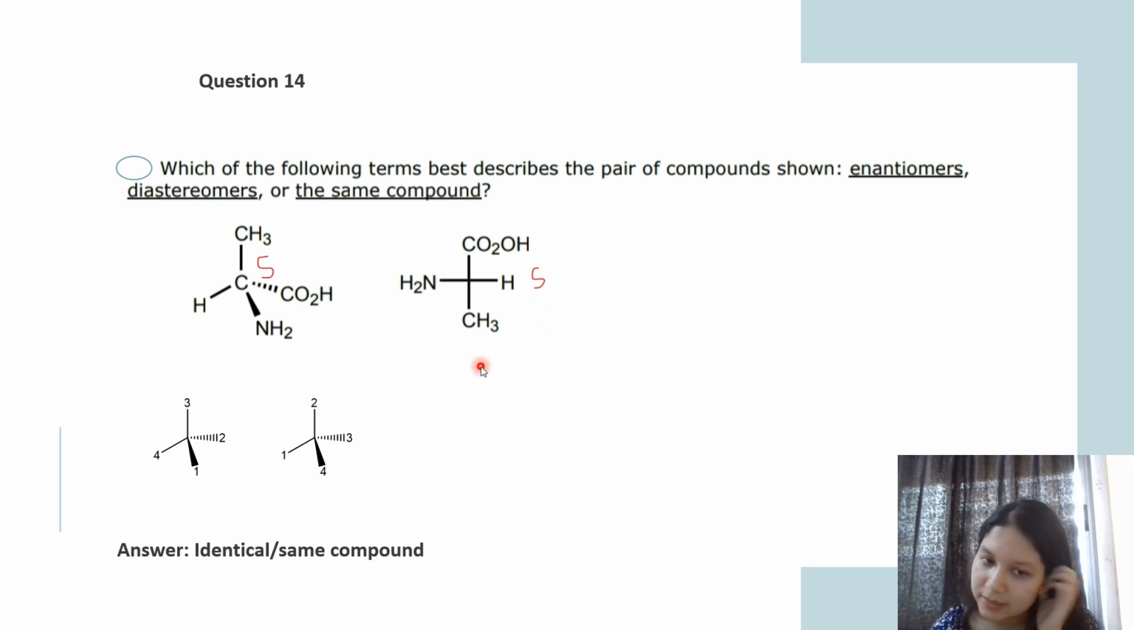Hence, you see that both the stereogenic centers of the molecules have an S configuration. So the compounds will be identical, the same compound. If we had found that one of these was S and the other was R, then we would have called them enantiomers.